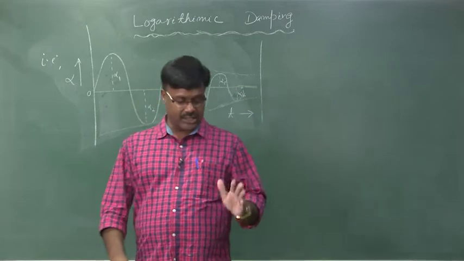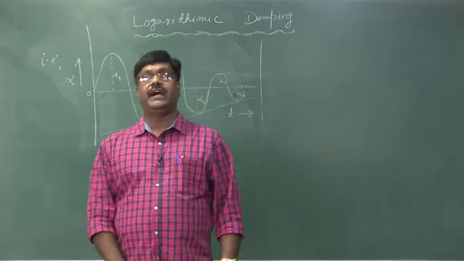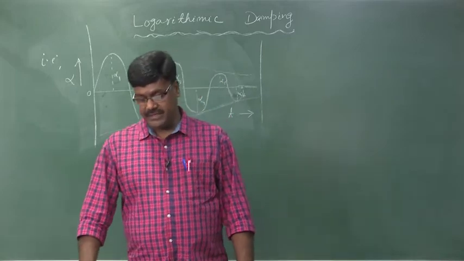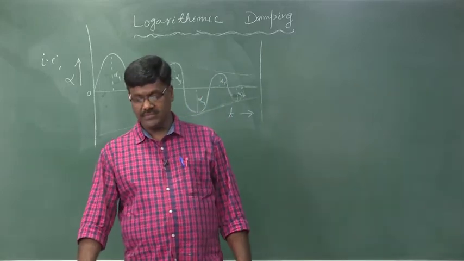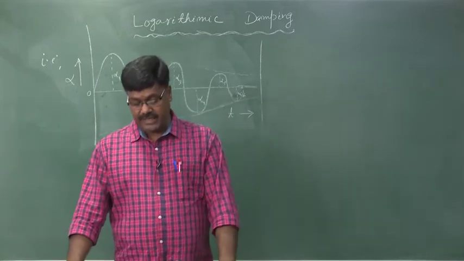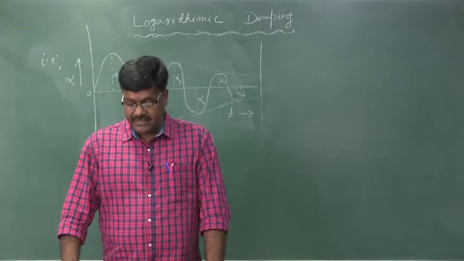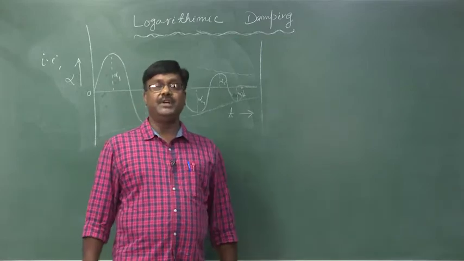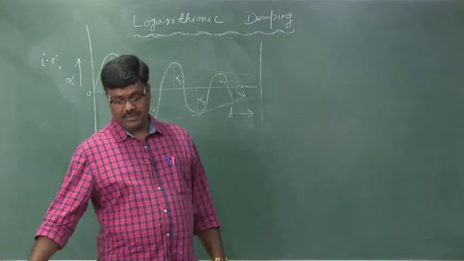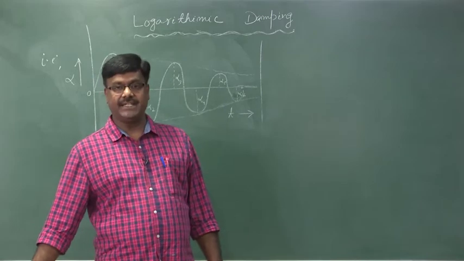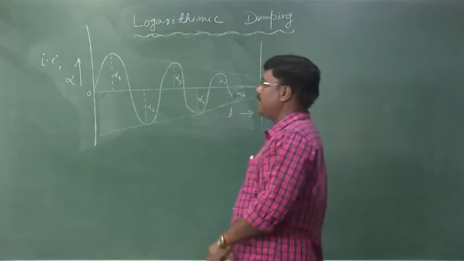So, let us know what is logarithmic decrement or logarithmic damping. The logarithmic decrement or damping measures the rate at which the amplitude of the oscillatory motion dies away or decreases. Okay?